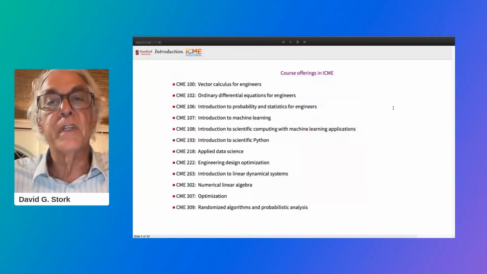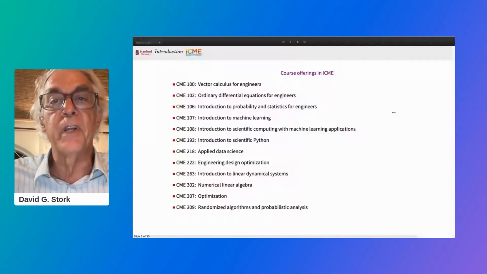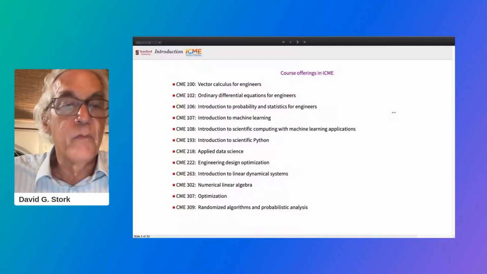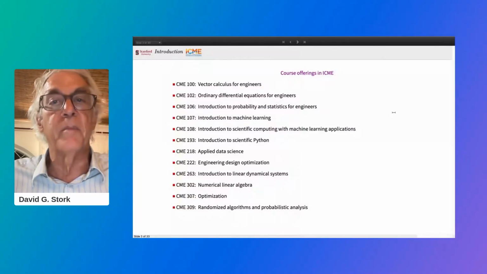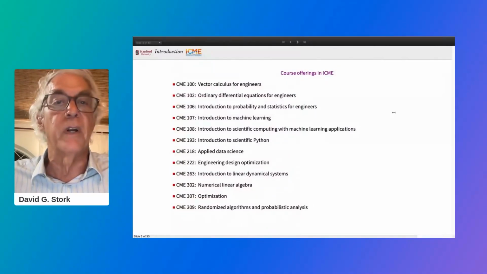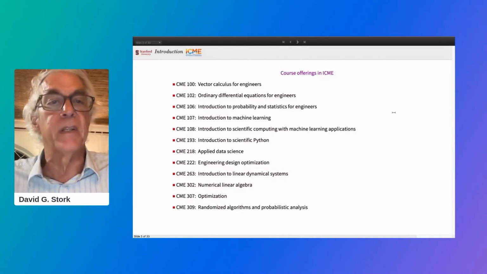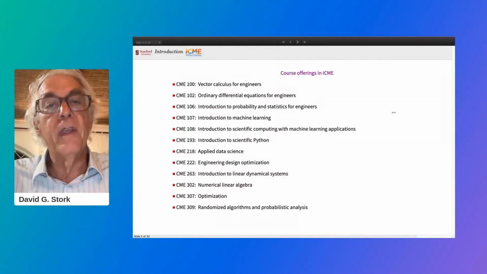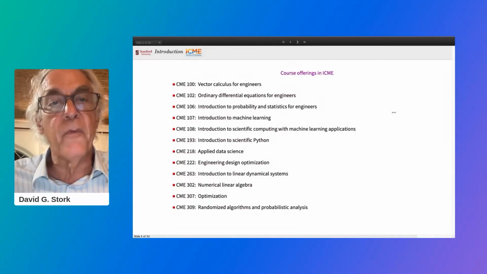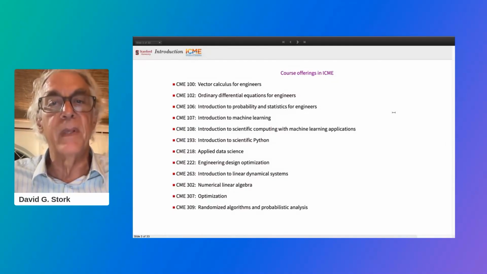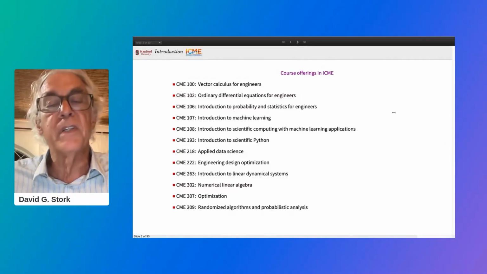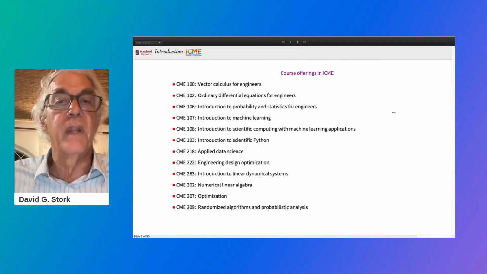I teach a course in ICME, the Institute for Computational Mathematics and Engineering, and here's a list of representative courses offered by ICME: vector calculus, ordinary differential equations, probability and statistics, machine learning, and so forth. And the unifying thread in all of these courses, really all of them in the entire ICME before I got there, was that the computing was numerical, that you were dealing with numbers.